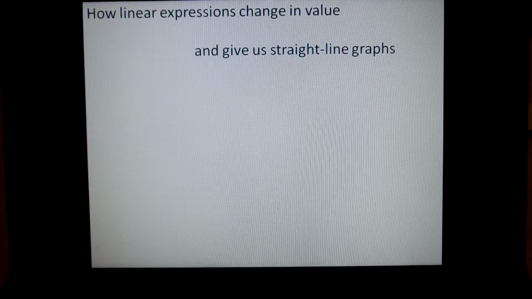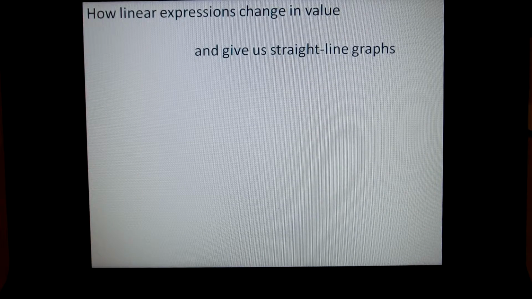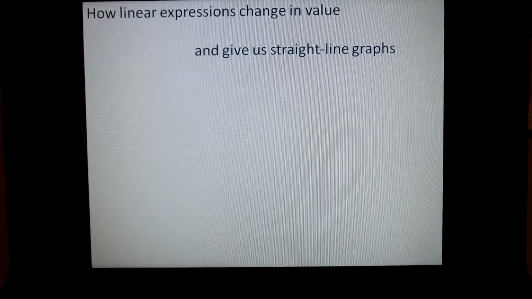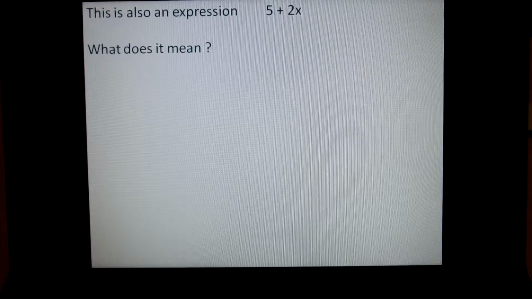Right, short video lesson on linear expressions, how they change in value and how they give us straight line graphs if you plot those changes. So it's about linear expressions, that changing in value and the graphs they give us when you plot those changes. So here's an expression of 5 plus 2x, 5 add 2x.